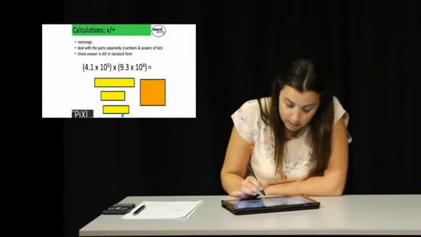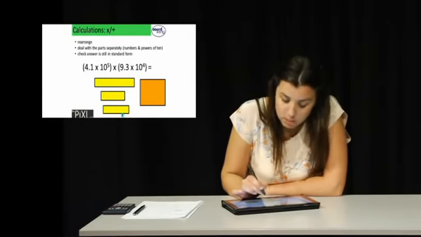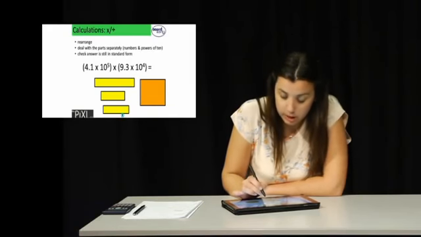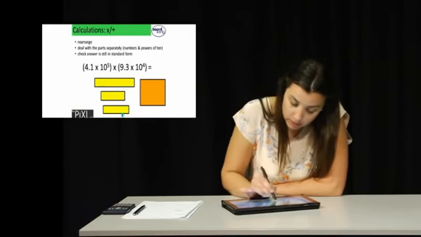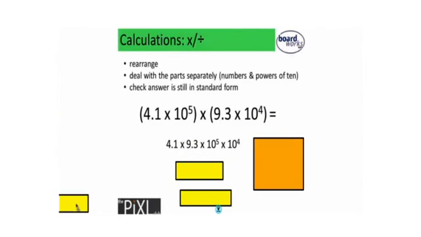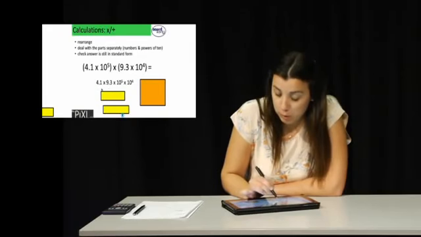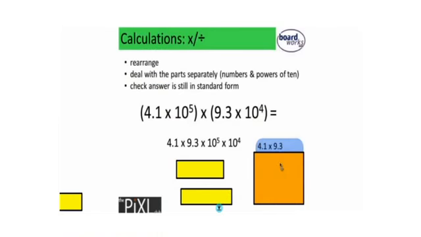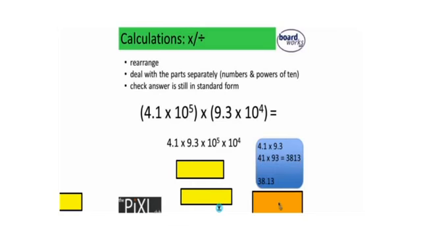So our first step, we need to rearrange. Let's get these numbers together, 4.1 and 9.3. Put those together and then we'll put our 10 to the power 5 multiplied by 10 to the power 4. Decimal multiplication, we've got here 4.1 times 9.3. Remember, you might have to do this without a calculator. Convert it to 41 times 93. We get our answer, put our decimal places back in, and we've got 38.13.